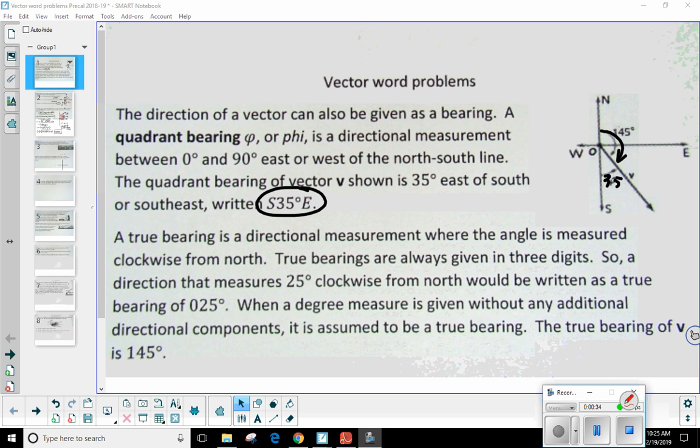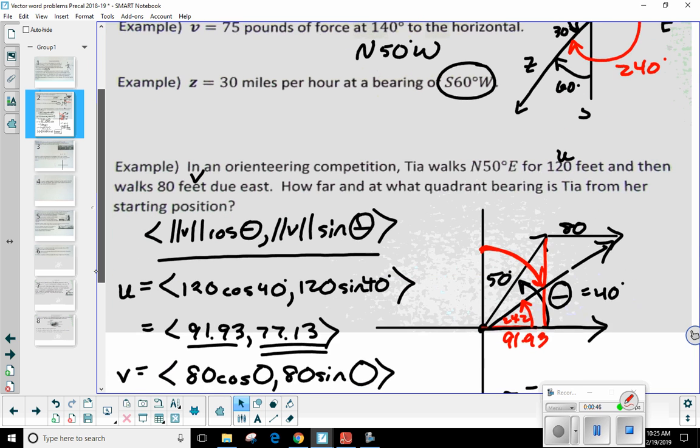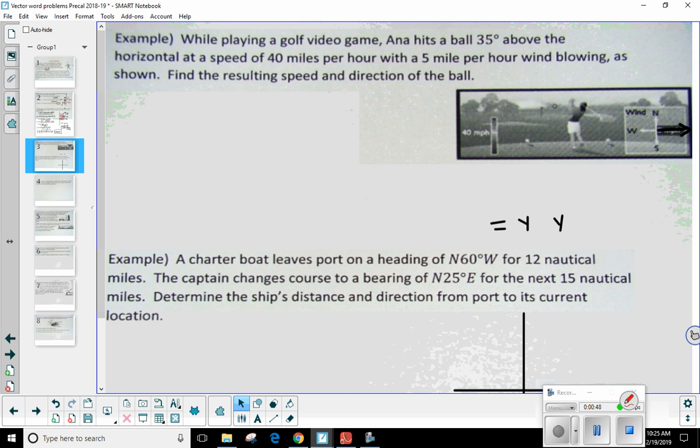Okay, then let's see. We started talking yesterday about some word problems. We introduced quadrant bearing and true bearing. We talked about from the horizontal. We worked one problem twice, both graphically and algebraically. And then I asked you to go ahead and try this one on your own. How many people had the opportunity to go home last night and come up with an answer? Okay, so many hands going up. Well, let's go ahead and work through it together, and let's see if we can come to an answer.